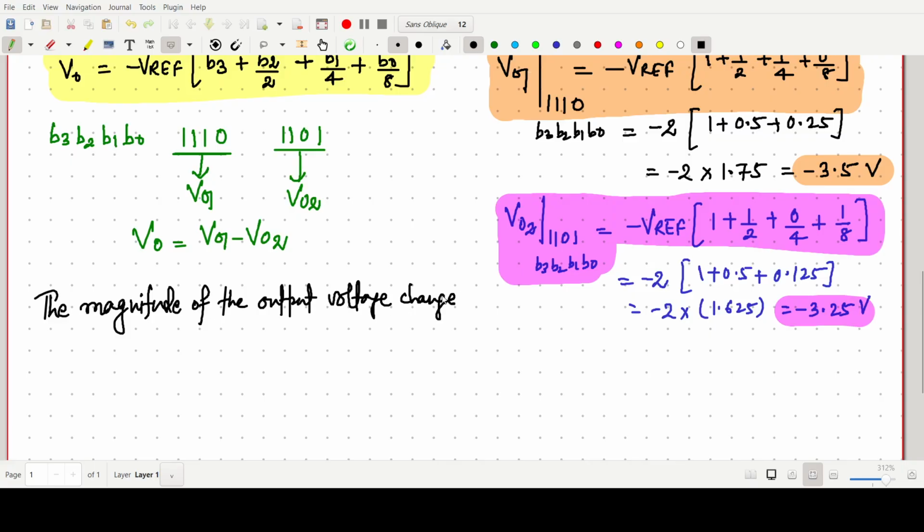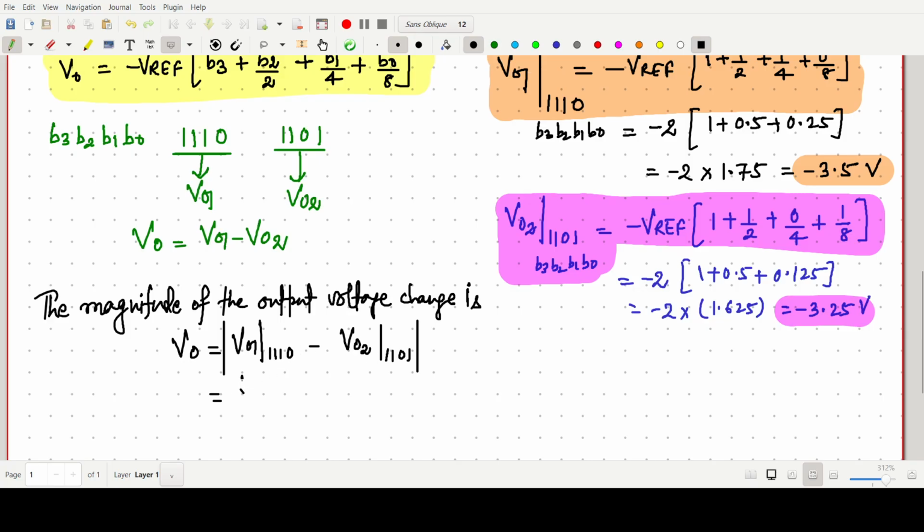So how will we find the magnitude? I am saying this one is our V naught. So V naught we can write simply V naught 1, that is our 1110, minus V naught 2, that is our 1101. What should be the change in the output? Change in the voltage. For this purpose we have to take the magnitude, so we are just putting in the modulus.